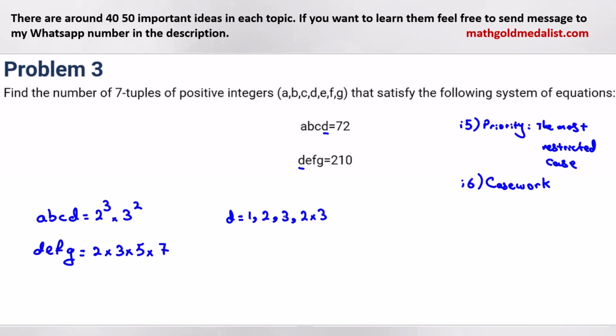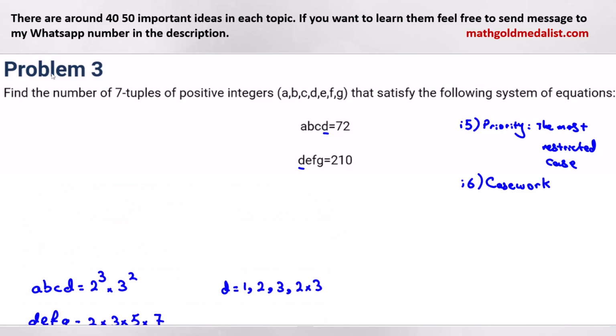But before that, you should know what stars and bars is. Let me explain stars and bars, the thing we need here, idea 7. Suppose, for example, someone tells x1 plus x2 plus x3 is equal to 20. How many stars are there? 20 stars.